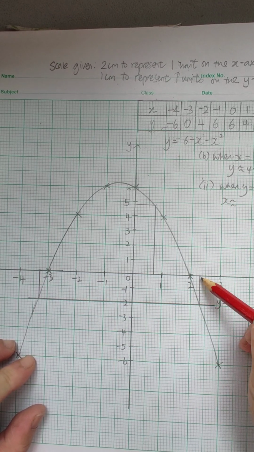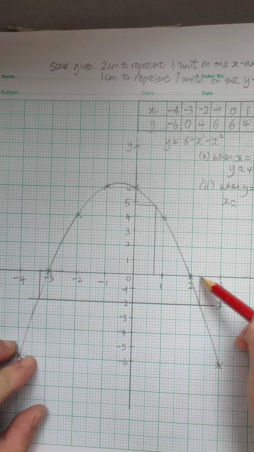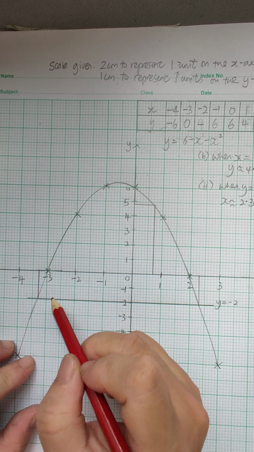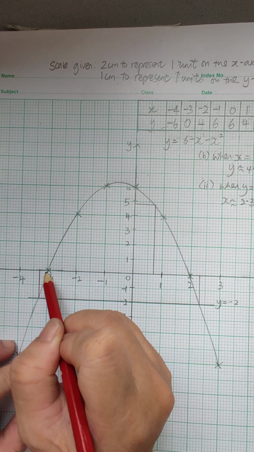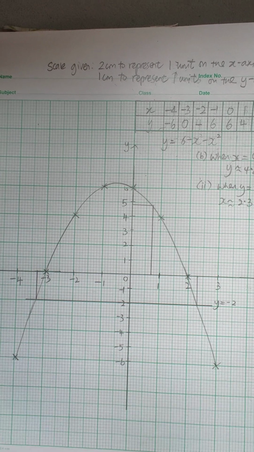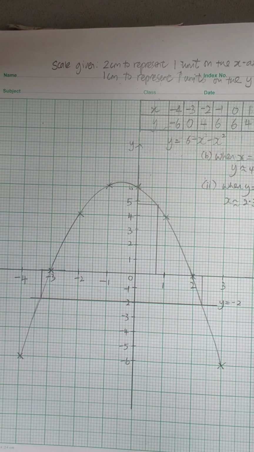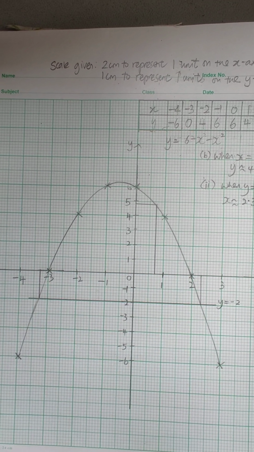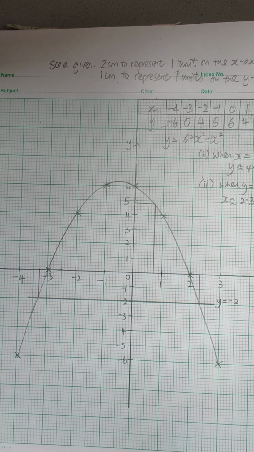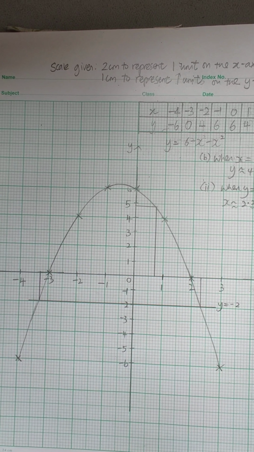The first value here is 2.3. The second value here is -3.3. Okay, let me check the answer. Oh, okay, still quite accurate. The book's answer is 2.4 and -3.4, but I think it's still quite alright to have 2.3 and -3.3.